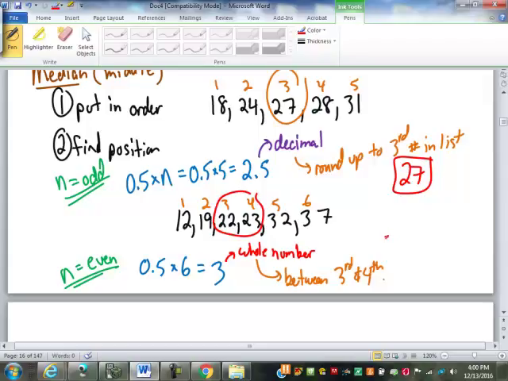How do I find what's between them? I add them together and I divide by 2. When you do that, by the way, make sure you hit equals before you divide by 2. Otherwise, your calculator will divide before it adds. It should end up being 22.5. So that'll be the median of this set of numbers.